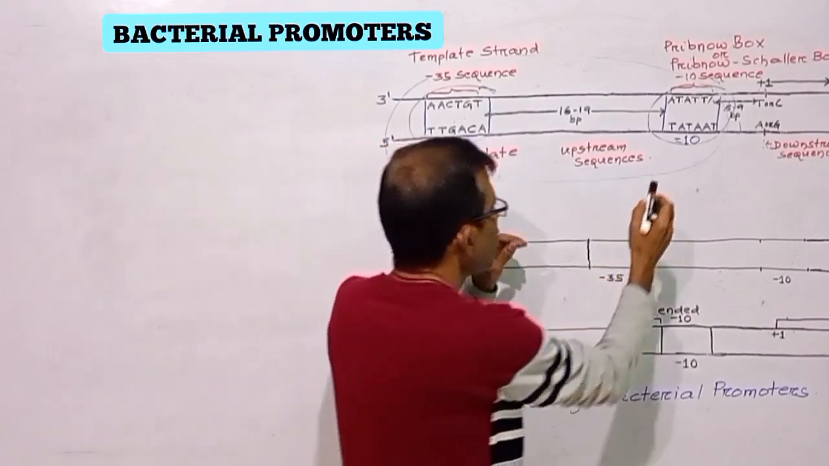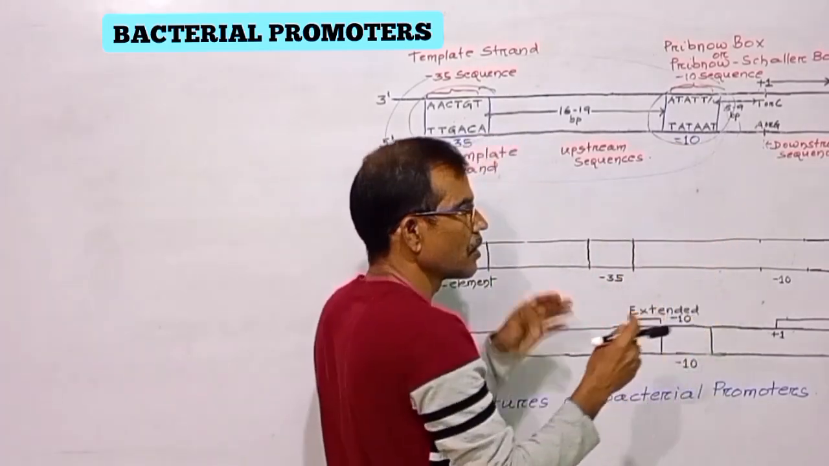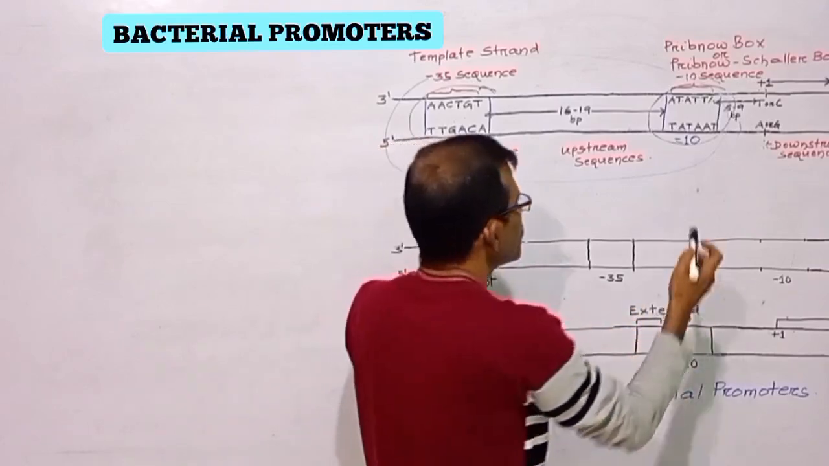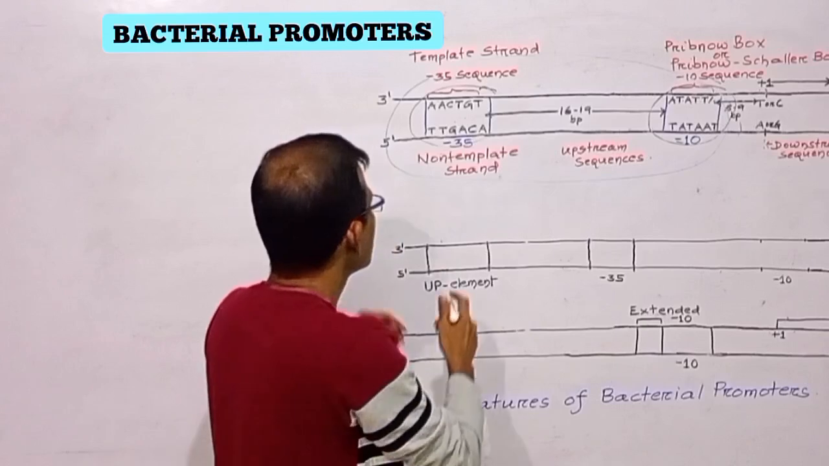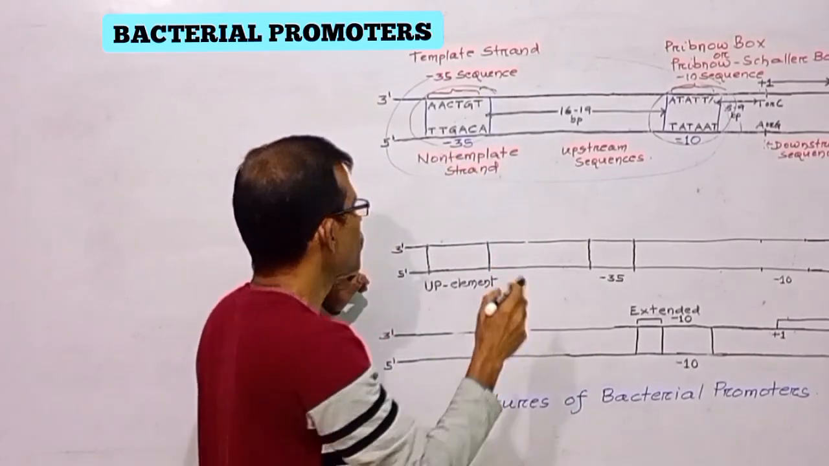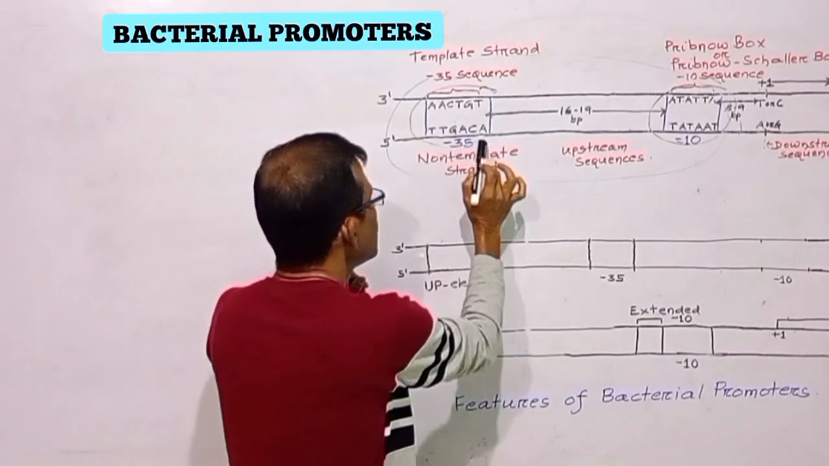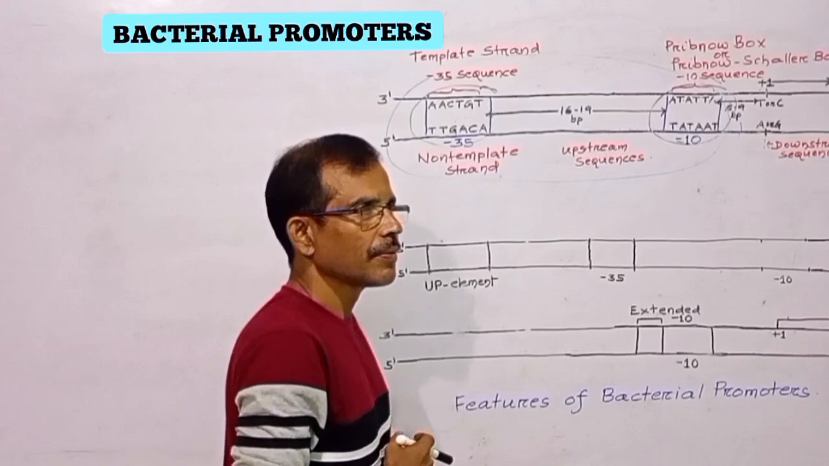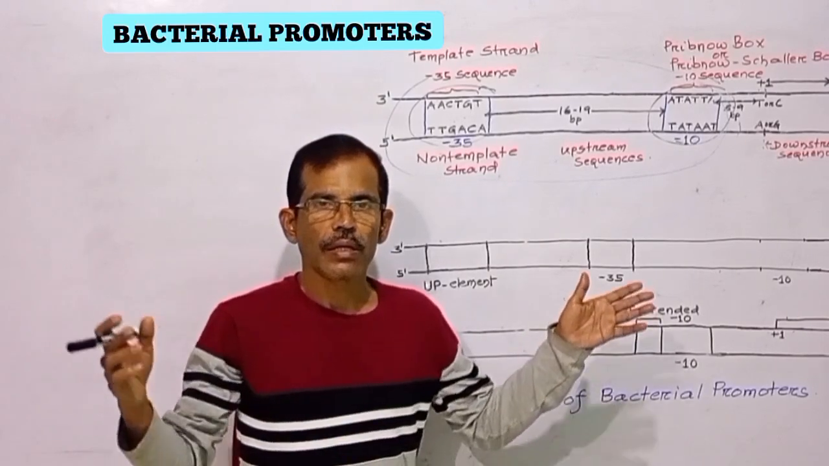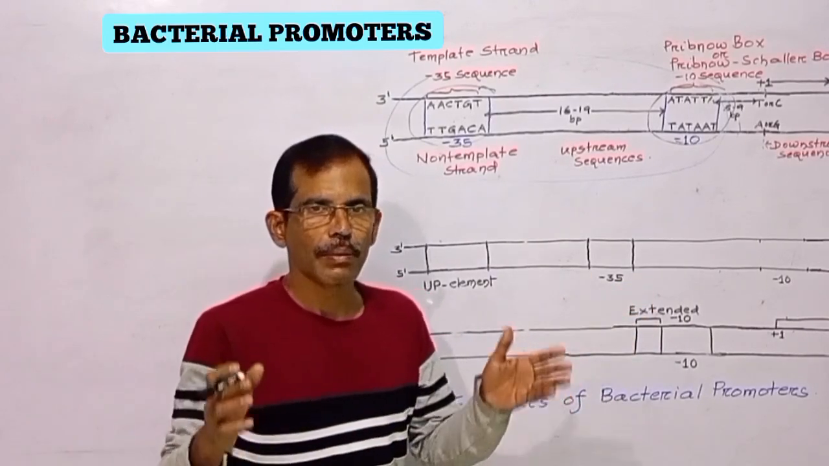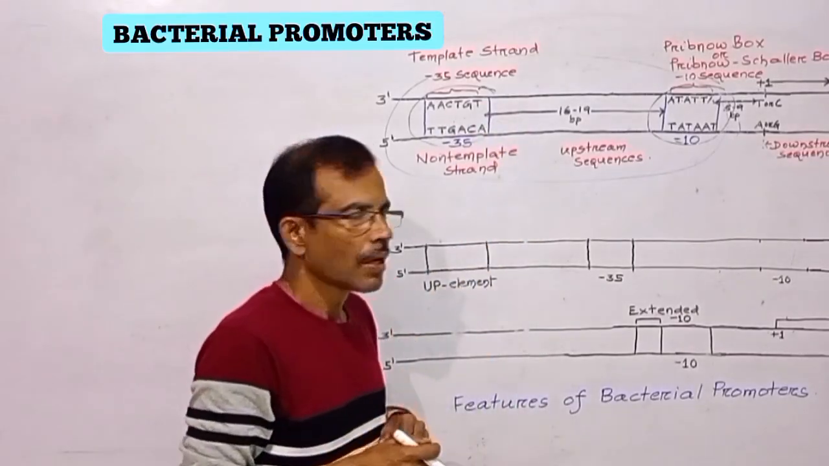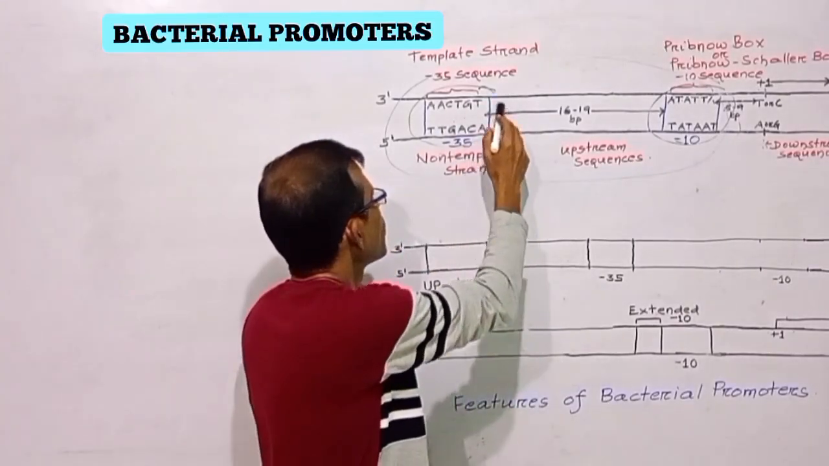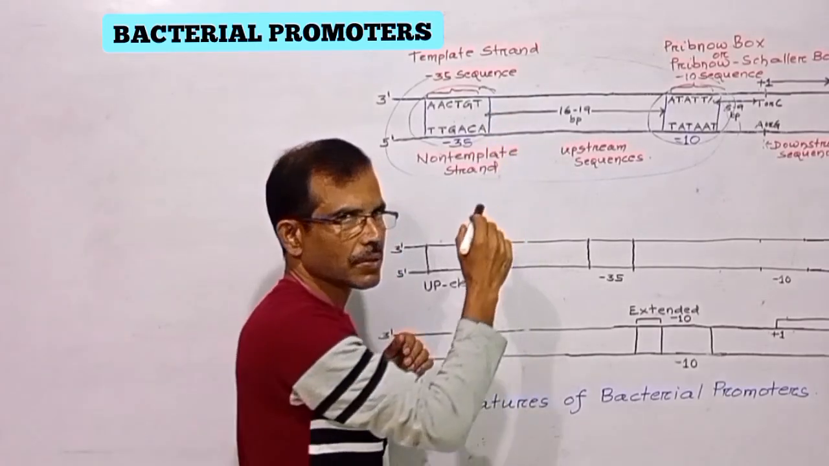The -10 consensus sequence in the non-template strand is TATAAT, and that of the -35 sequence is TTGACA. The sigma factor initially recognizes and binds to the -35 sequence. Hence, it is also called the recognition sequence.